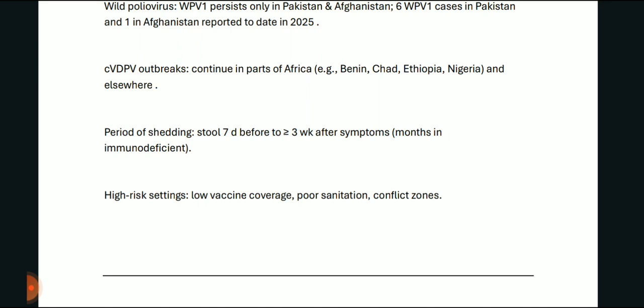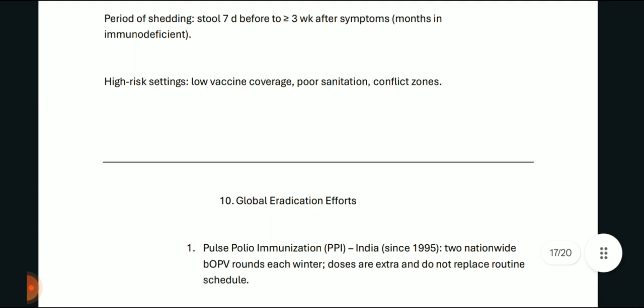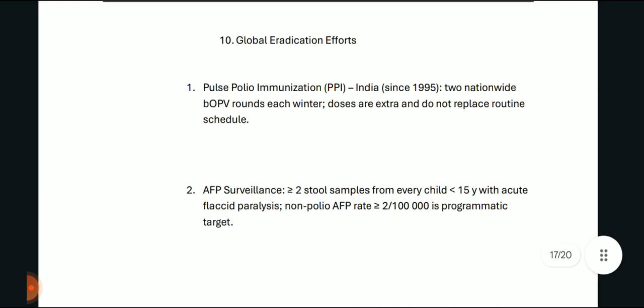And high risk settings are the areas which have low vaccine coverage, poor sanitation, and are conflict zones, like any zone which comes under administration of two or more than two countries. So they fight and nobody is taking care of that particular part. So obviously the conflict zones come at high risk for this.